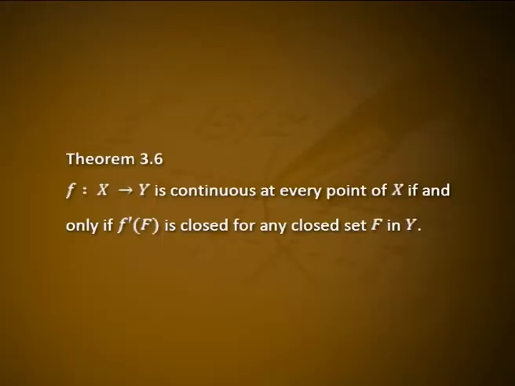Parallel to Theorem 2.6, we have the same relation between continuity and closed sets. Theorem 3.6. f from X to Y is continuous at every point of X if and only if f inverse of F is closed for any closed set F in Y. Proof. By Theorem 2.6, for any closed set F, f is continuous on X if and only if f inverse of Y difference F, which equals X difference f inverse of F, is open, if and only if f inverse of F is closed.